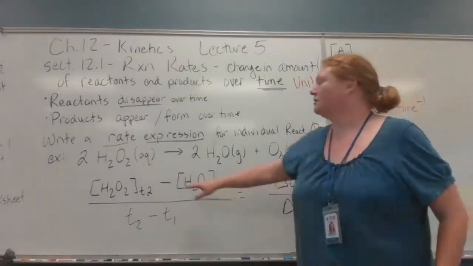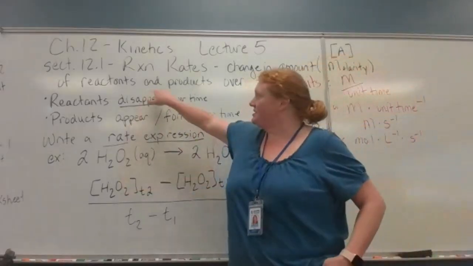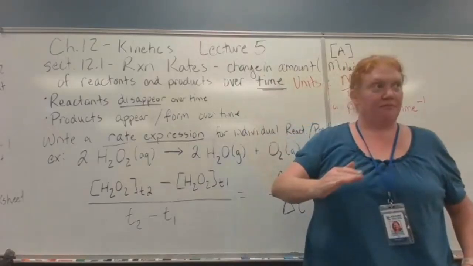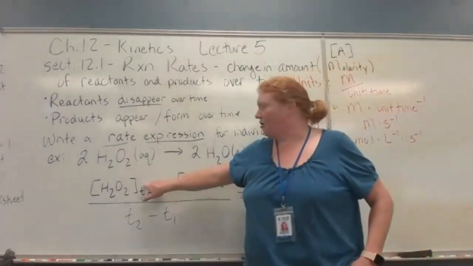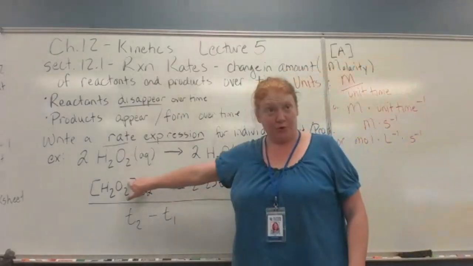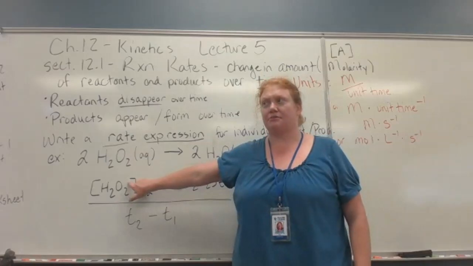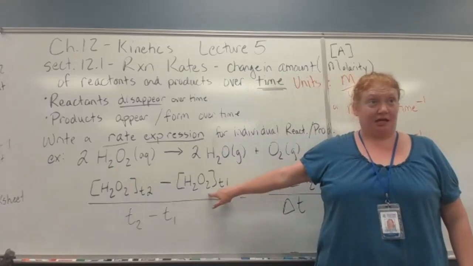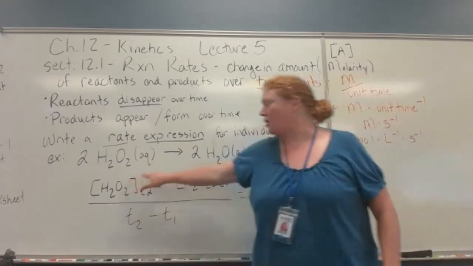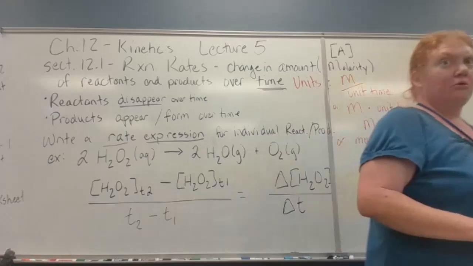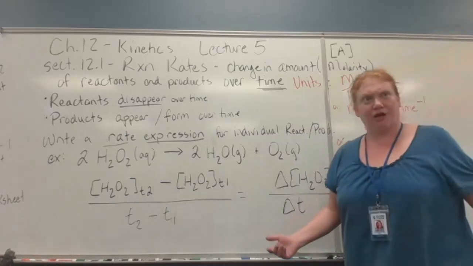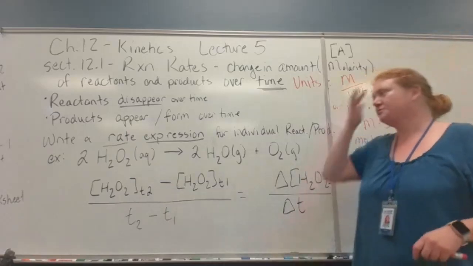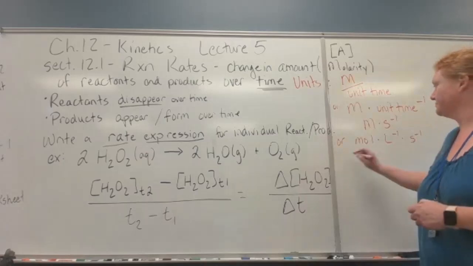If this is disappearing over time, then at our second time point, this concentration is smaller than it was at this time. So when I subtract a smaller number from a bigger number, I'm going to get a negative answer, right? Here's the thing, though.